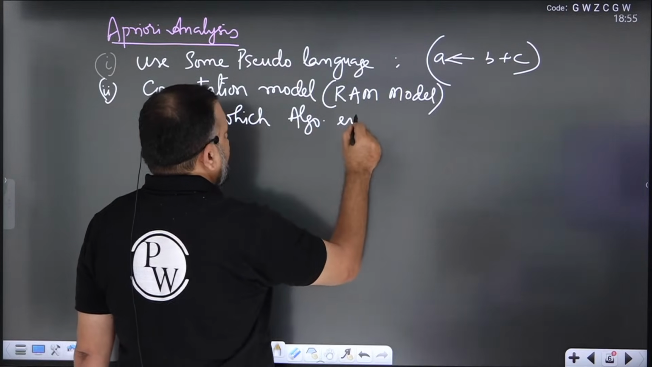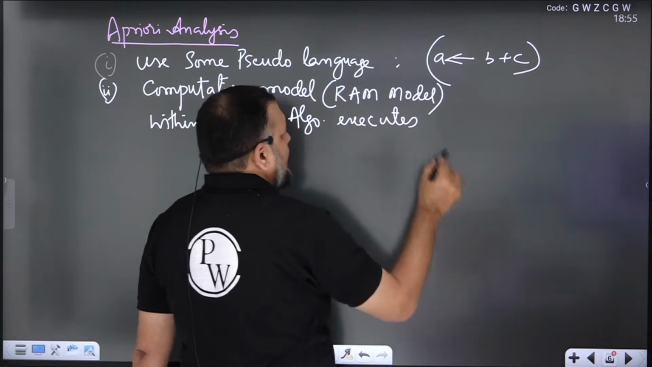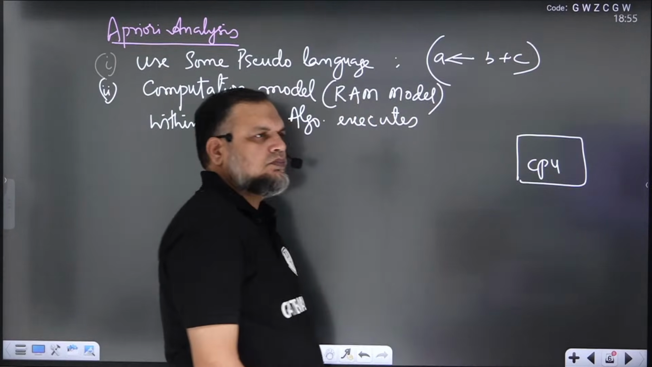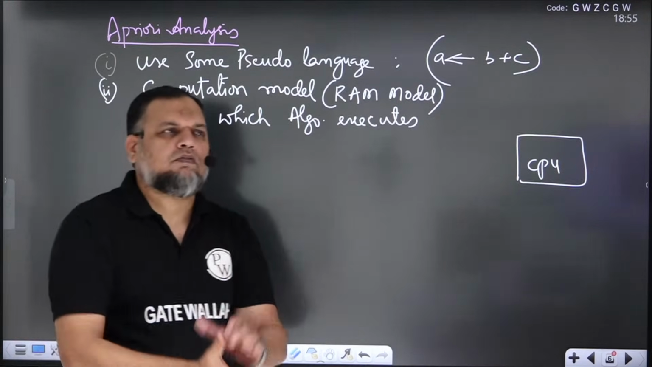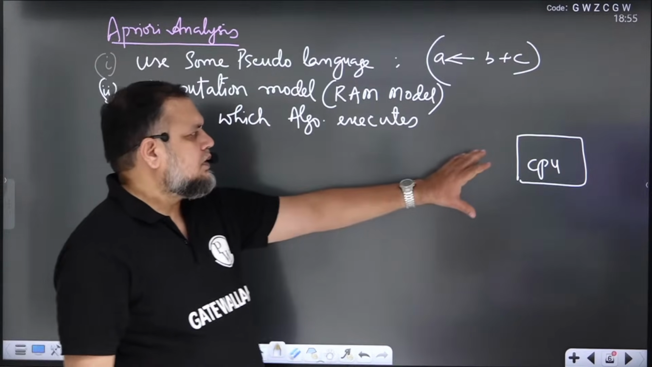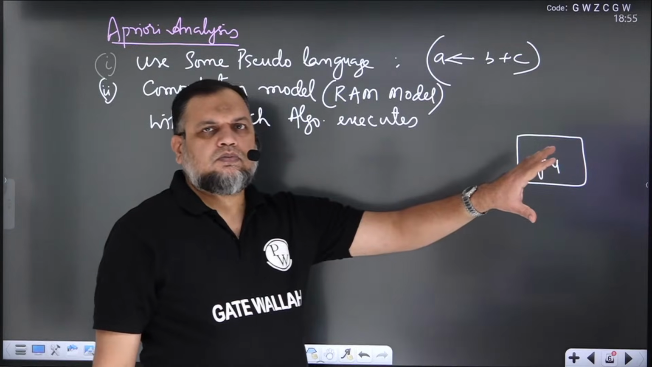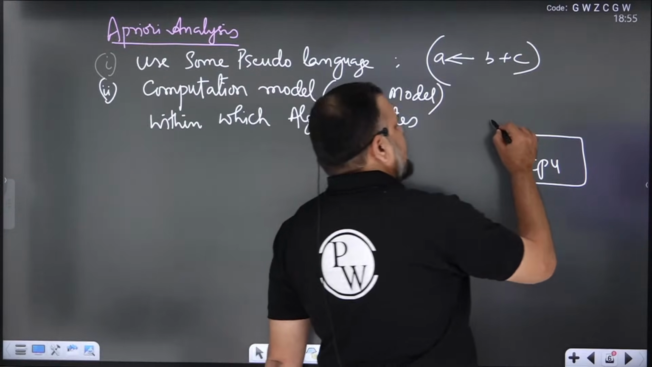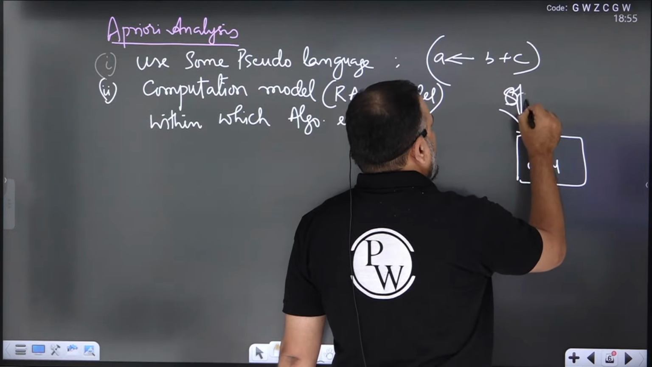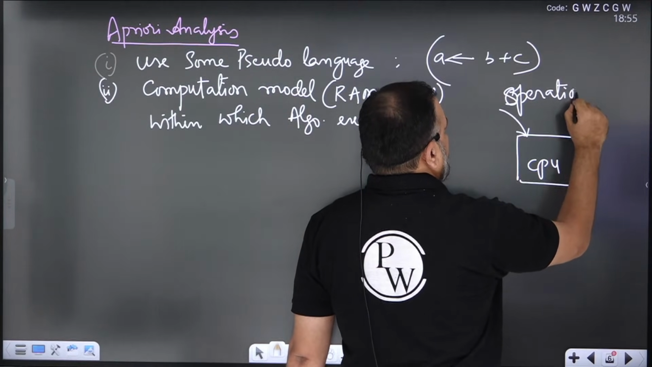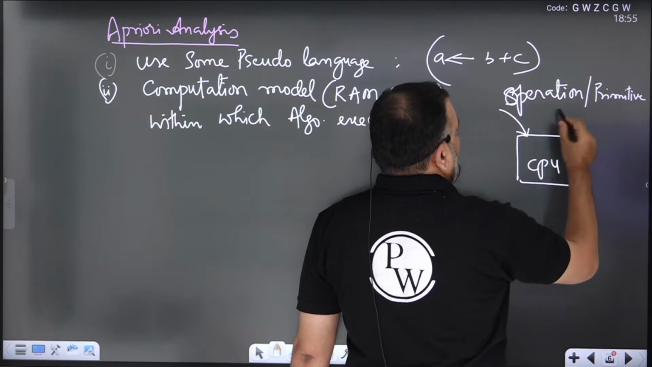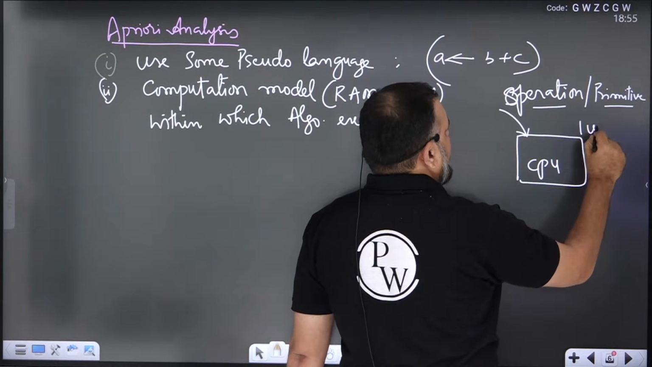Within which the algorithm executes. इसका मतलब ये है, we are assuming that we have a processor. बहुत important point है, please keep in mind. We are assuming a mathematical model of a computer, right, which is having a processor with a characteristic that ये processor पे हर एक statement, हर एक operation, every fundamental primitive operation takes 1 unit of time.